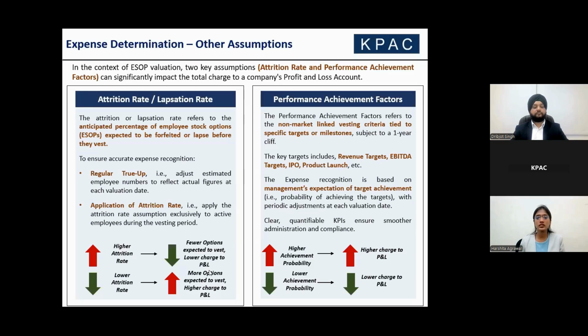Now, coming to performance achievement factors. Performance achievement factors basically refers to the non-market linked vesting criteria tied to specific targets or milestones subject to a 1 year cliff, like revenue, EBITDA, IPO, or a product launch. The probability of achieving these targets determines how much expense is going to be recognized. So again, higher probability of achievement will lead to a higher charge to P&L. Similarly, a lower probability of achievement will lead to a lower charge to P&L.